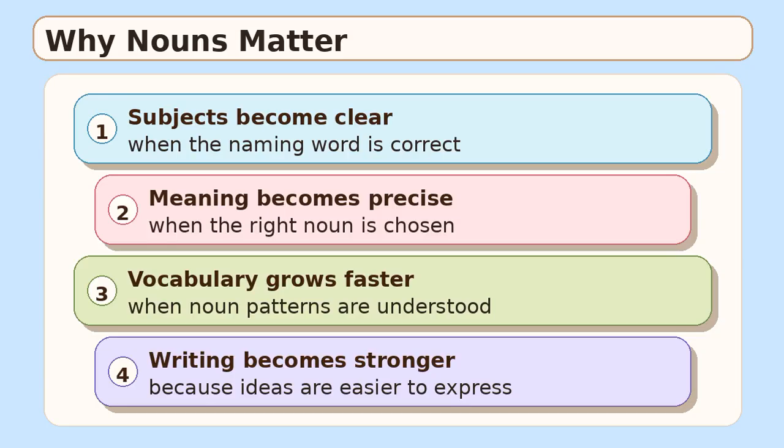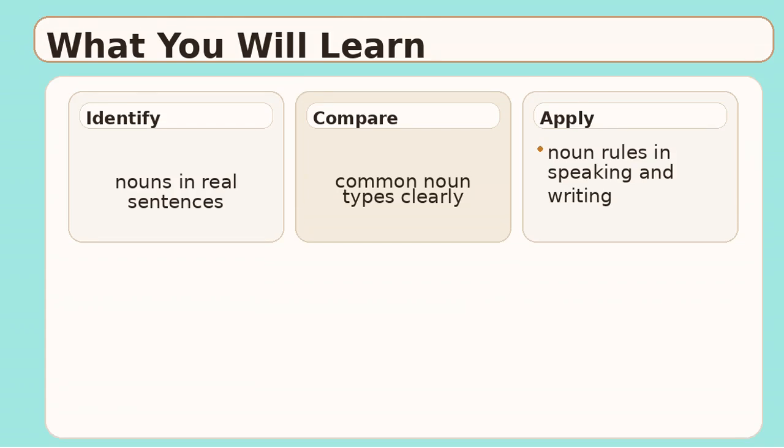Nouns help us identify who is acting, what is happening, what is being described, and what ideas we are discussing. If noun usage is weak, the whole sentence becomes weak. By the end of this lesson, you will be able to identify nouns, understand the major noun types, use nouns accurately in sentences, and avoid several common learner mistakes.